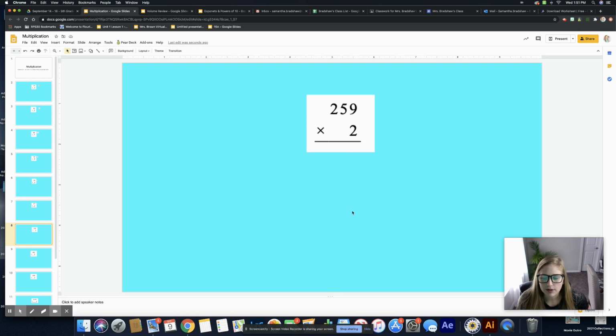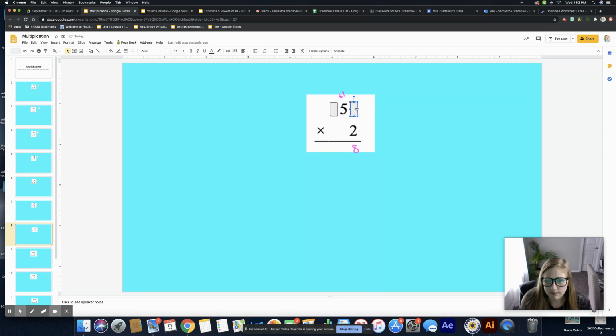All right, you will notice that this problem is a little bit different. Instead of having just 2 digits on top, we now have 3. So we are going to take the same approach on this one. I'm going to cover up those extra numbers. I'm going to cover up that one, and I'm going to cover up this one. So now I am dealing with just 2 times 9. 2 times 9 is 18. I put my 8, carry my 1.